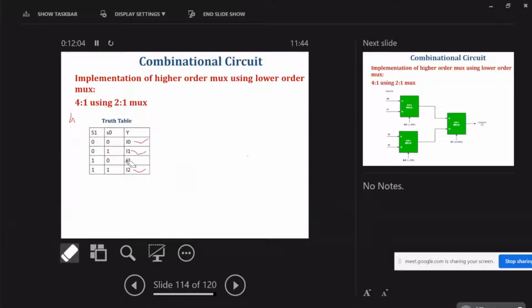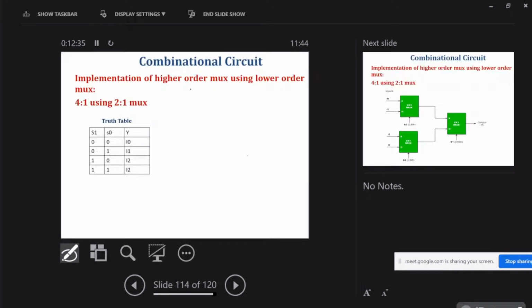See, first rule is to try to find out how many lower order muxes we need. How can we find out this thing? It will be very difficult to find out. Then the rule is to divide the order of the higher order. We need to divide higher order with the lower order.